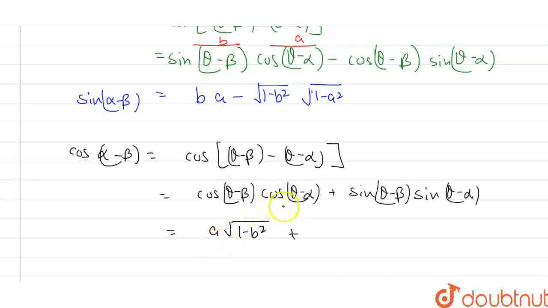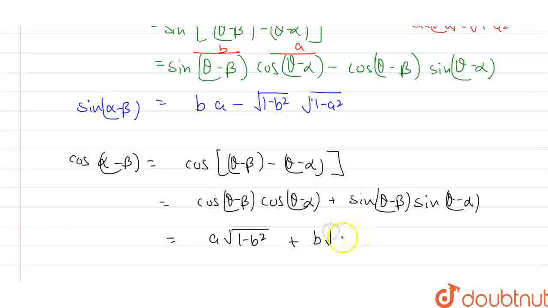Why A here? Because we know that cos theta minus alpha is what? A here. So this will become sin theta minus beta is what? This will become B and under root of what? 1 minus A square.